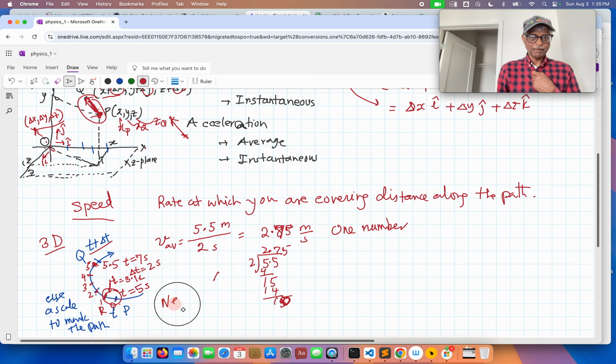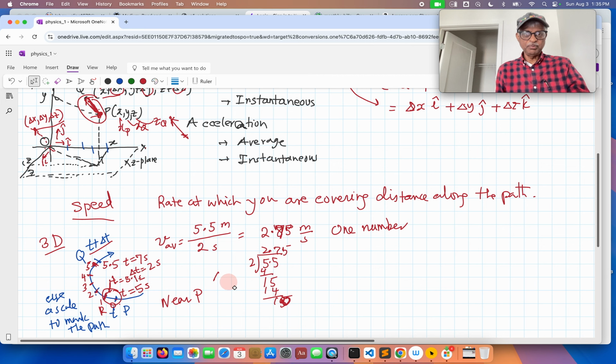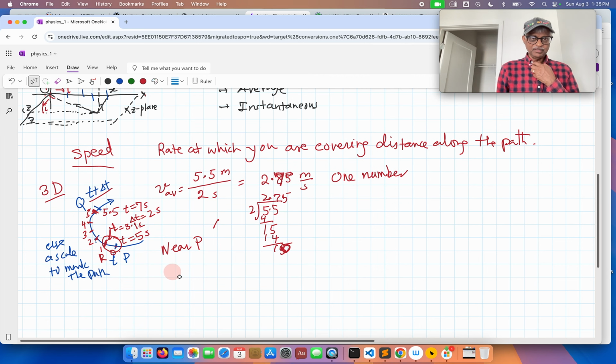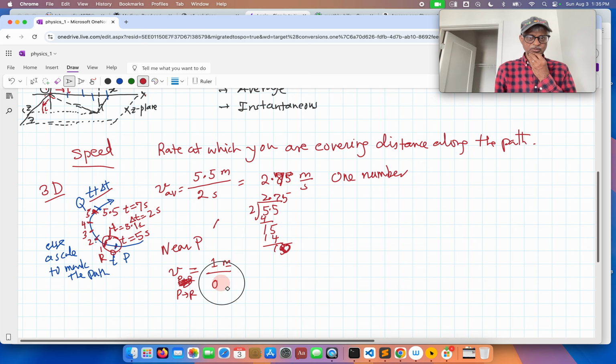So near P, in this particular example, V between P and R, P to R, that should be, it went 1 meter, but it was 0.1 second. So this is 10 meters per second.